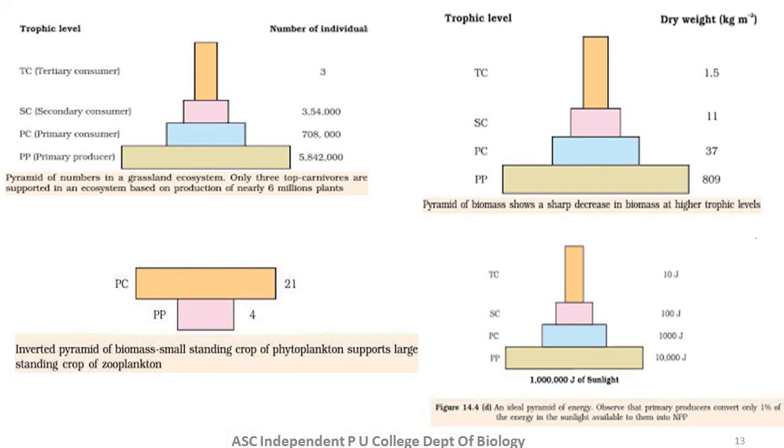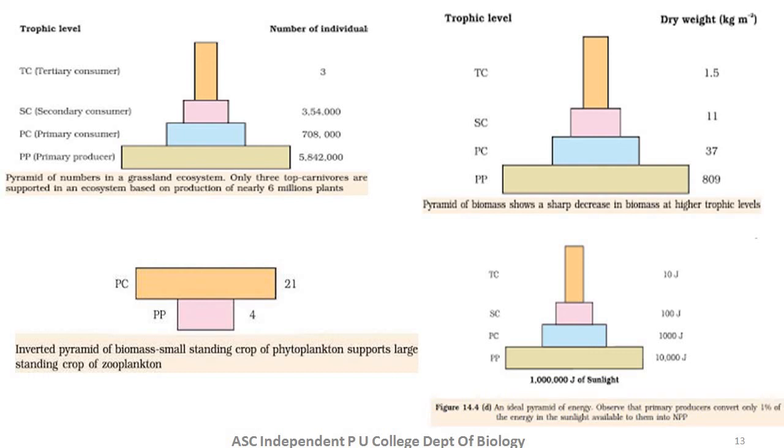So 809 kg per meter square is the dry weight of producer, where we see a drastic decrease, a sharp decrease in primary consumer. Where is 809 and where is 37? From 37 it is decreased to 11, and the tertiary consumer you can see it is just 1.5. So pyramid of biomass shows a sharp decrease in the biomass at higher trophic levels. So this is an example for upright pyramid of biomass.